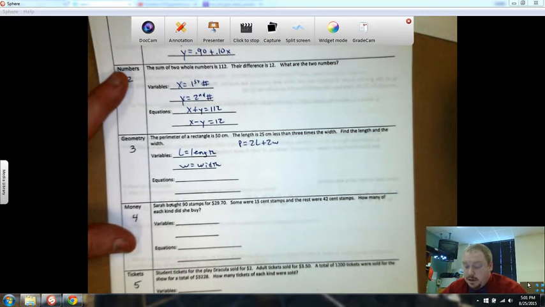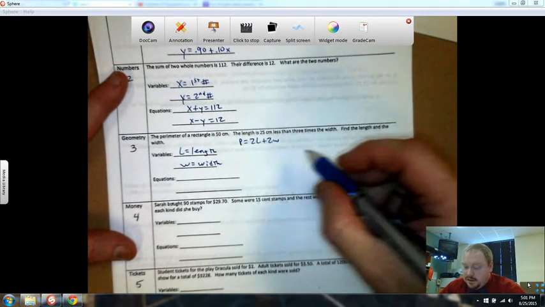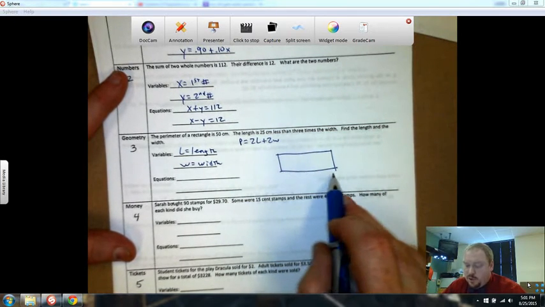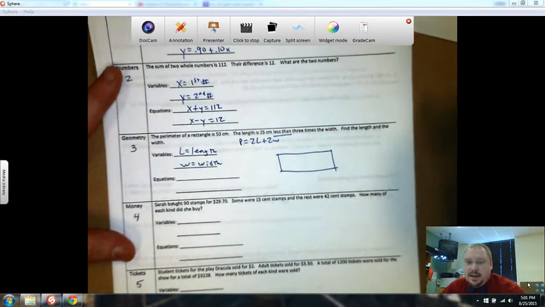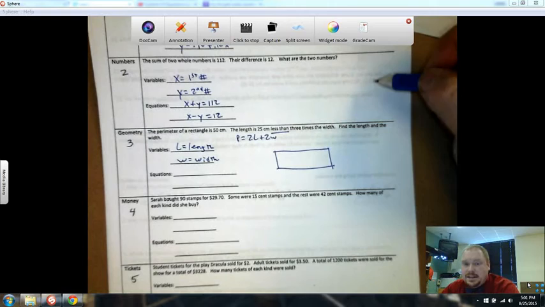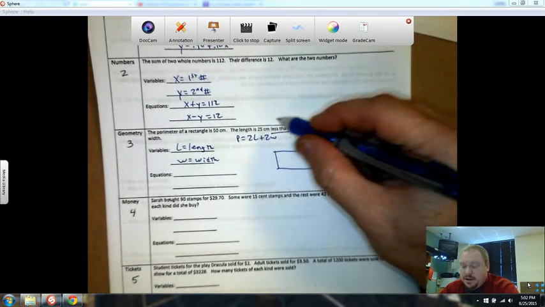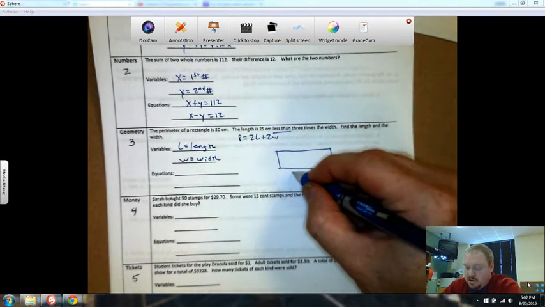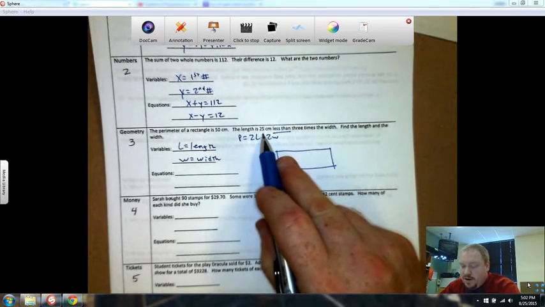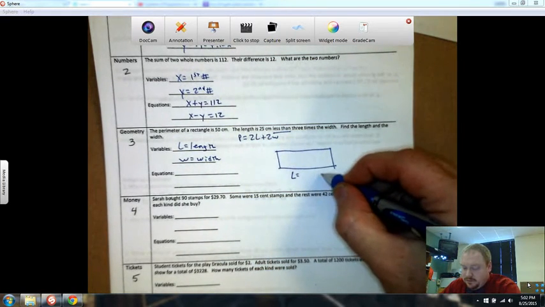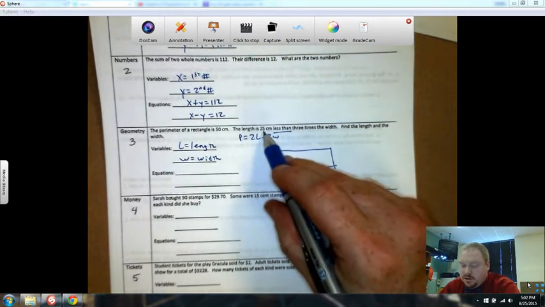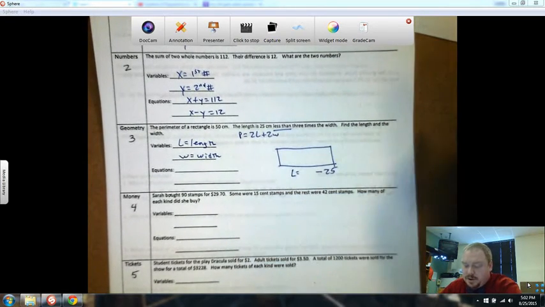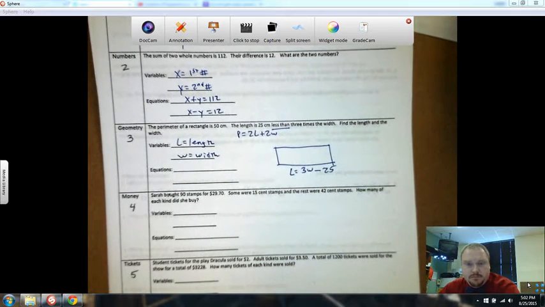Okay, so I'm going to draw a picture. Pictures are often helpful. The length is 25 centimeters less than, okay, less than. Remember, whenever it says less, that's minus. And than means you're going to change the order. So whatever came before this, I'm actually going to write second. So the length is 25 centimeters less than 3 times the width. So 25 centimeters comes before it, so I'm going to write that after the minus sign. 3 times the width. So that's my length.